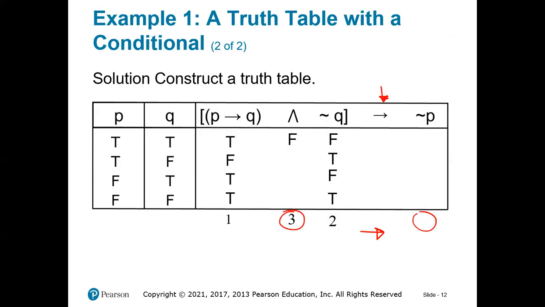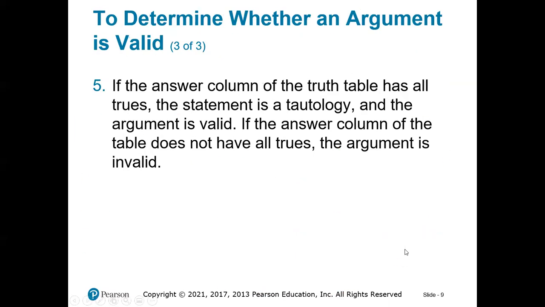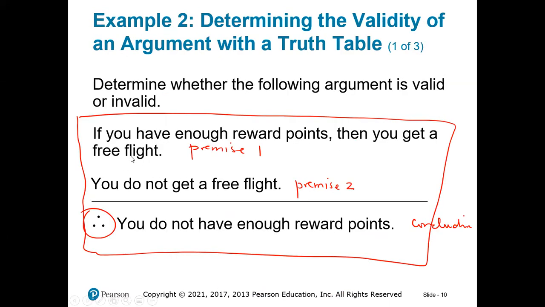Right? So what's the argument again? This argument they gave us, this one here. If you have enough reward points, then you get a free flight. Well, you do not get a free flight, or you don't get a free flight. What does it mean? It means that you didn't have enough reward points. That kind of makes sense.